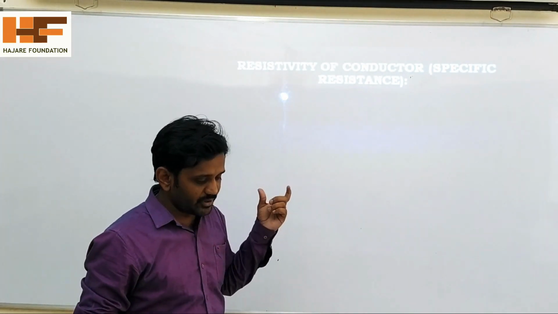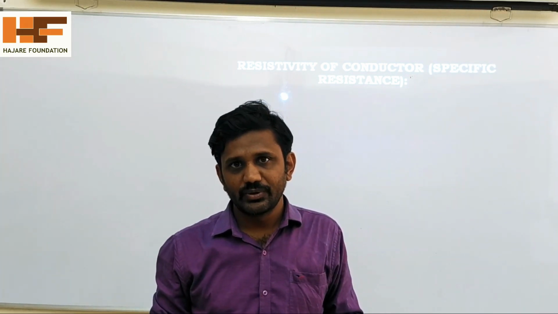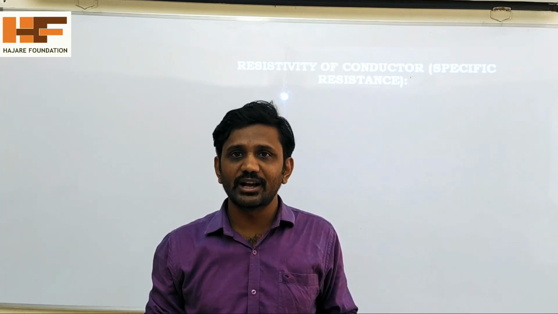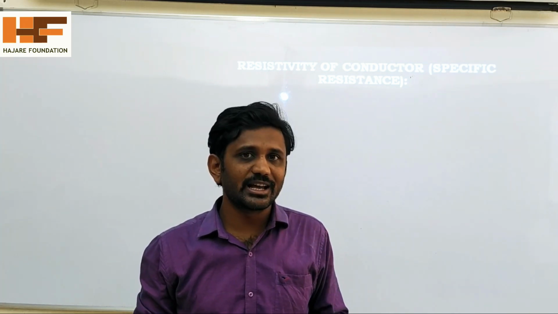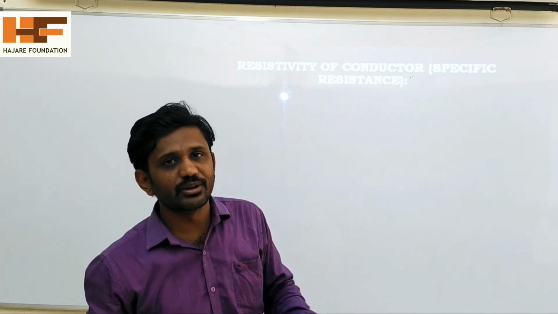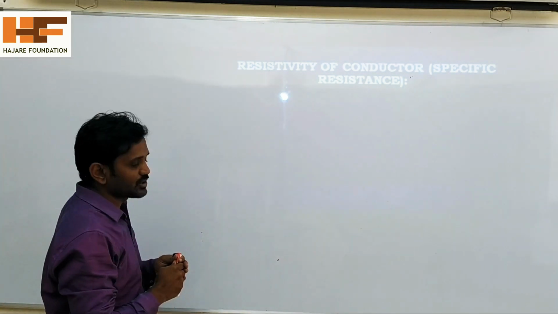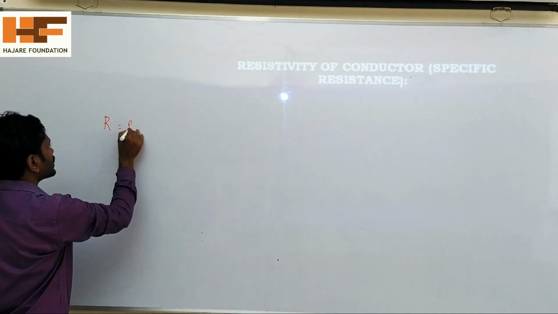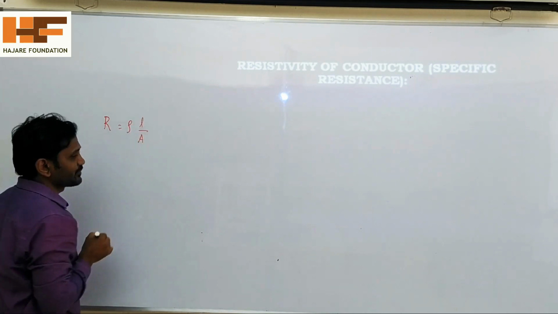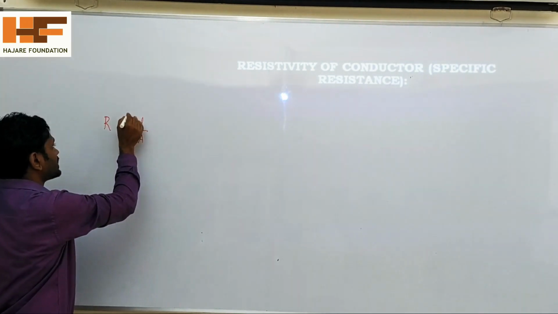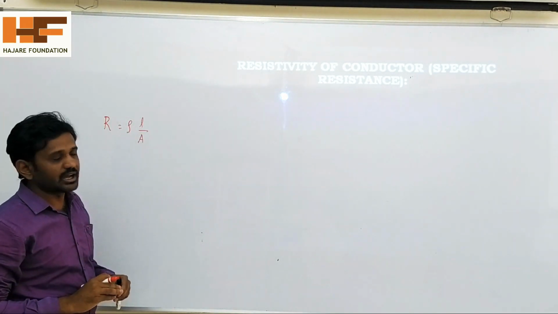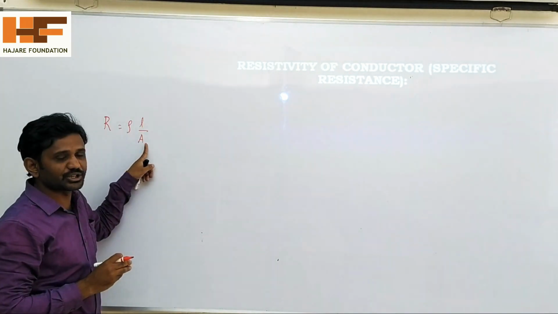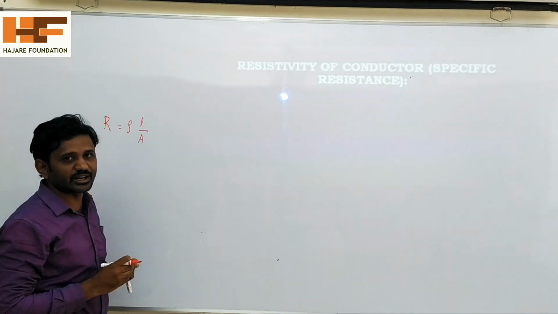Here we already know resistance. What is meant by resistance? It is the opposition offered by a material to the flow of electric current. That we can call electrical resistance. Then we already know the equation of resistance: R is equal to rho into L divided by A. Here rho represents the resistivity of the material, L is the length, A is the cross sectional area, and R is the resistance of that conductor.